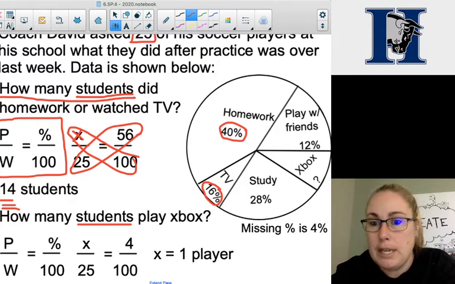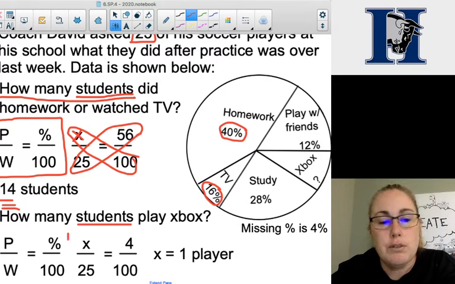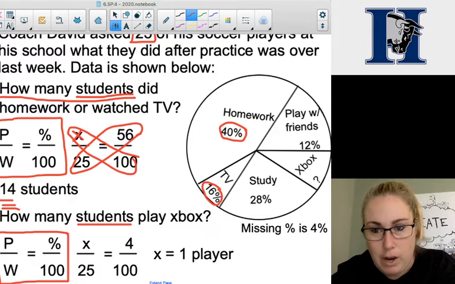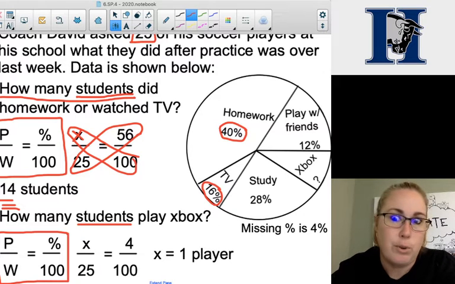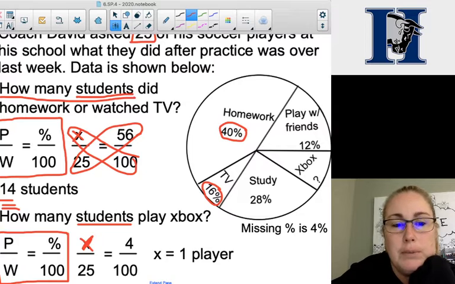Because we have percents in our circle graph and we're asking for number of students, we are going to use our favorite formula. Are you ready? Say it with me. Part over whole equals percent over 100. You guys are so good. All right, so part. Part is what we want to know. We want to know how many students are playing Xbox. Over whole. How many students did he ask? How many total students? We got that from the problem. That was 25 students. Equals blank over 100, the percent.